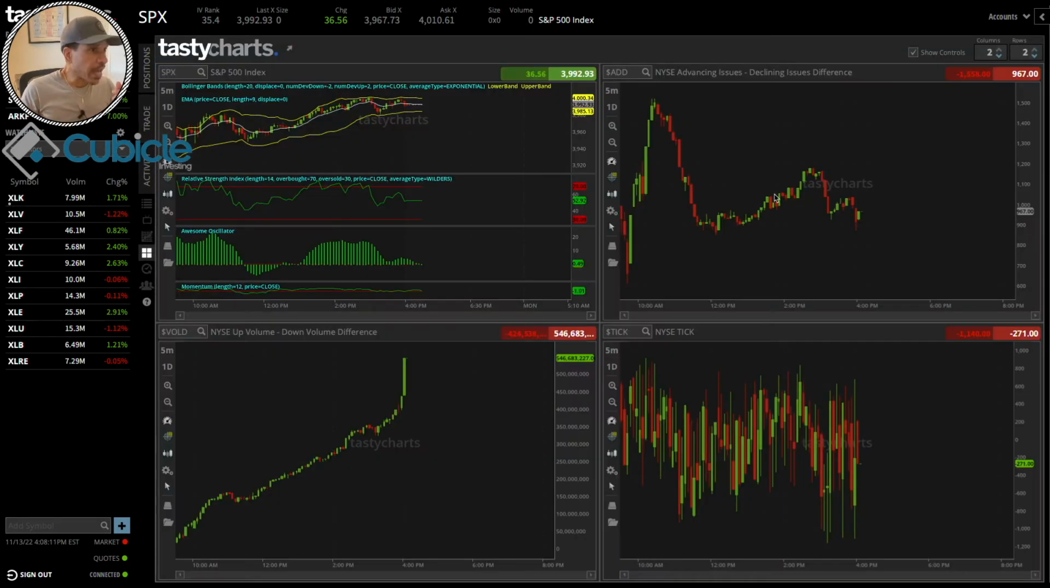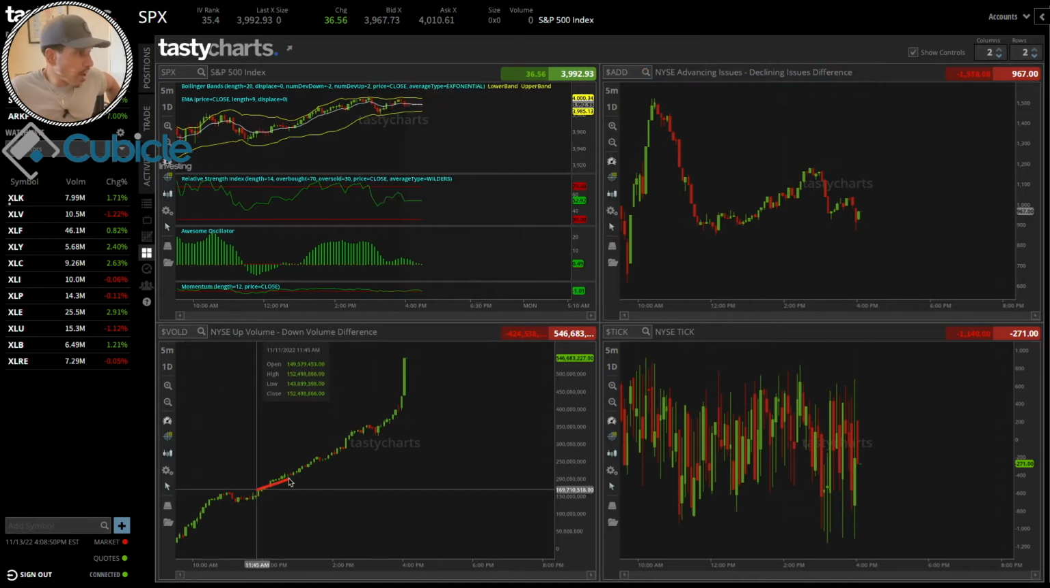I also pay attention to the advancing issues minus the declining issues and look at that difference. That basically looks at the number of stocks that are increasing minus the number of stocks that are decreasing on the New York Stock Exchange. Now this was up, it was over 2,000, which is significant, right? Because for the most part, anytime you see this particular indicator over 2,000, that's a major bullish sign.